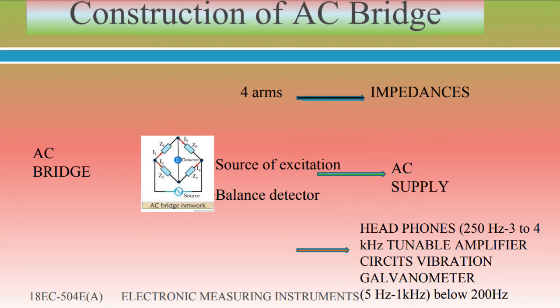Vibration galvanometers are useful for the low audio frequency range, from 5 Hz to 1 kHz, but are commonly used below 200 Hz.